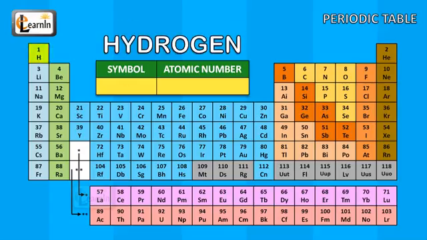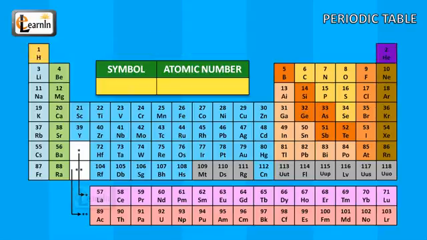The element hydrogen is represented as H and has an atomic number of 1. The element helium is represented as He and has an atomic number of 2.